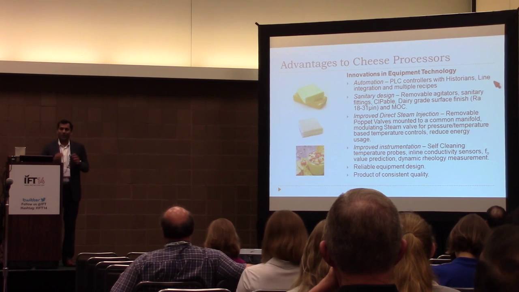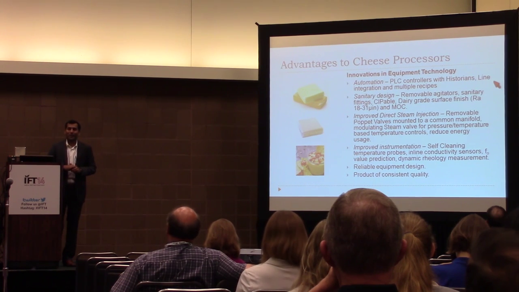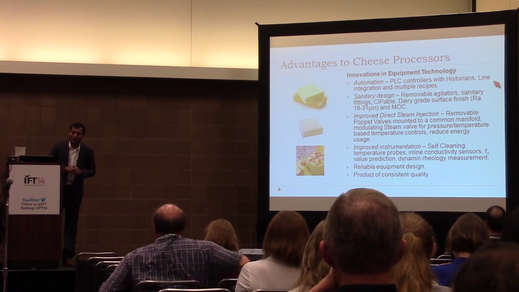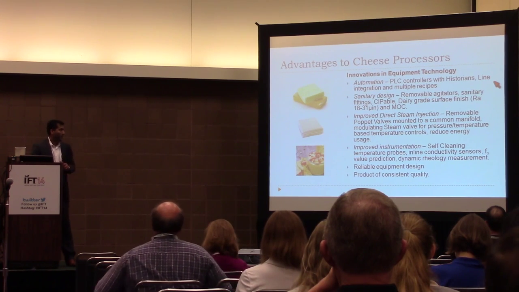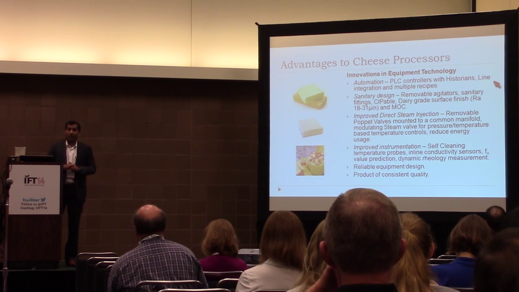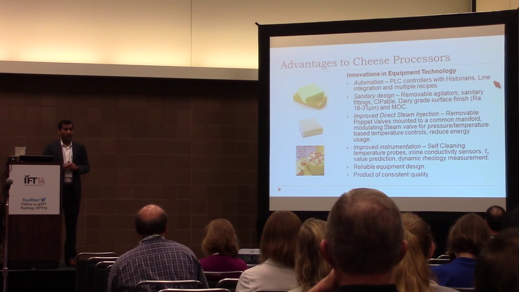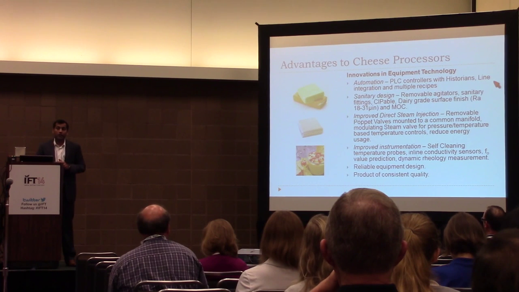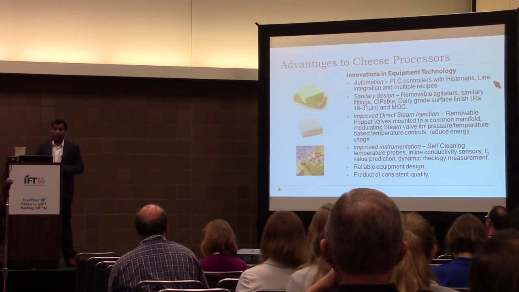So a good manufacturer of process equipment will provide you a certificate for the material of construction, which is again really important. Improved direct steam injection. Direct steam injection, as most cheese processes are heated up with direct steam, it's important how these injectors are designed.